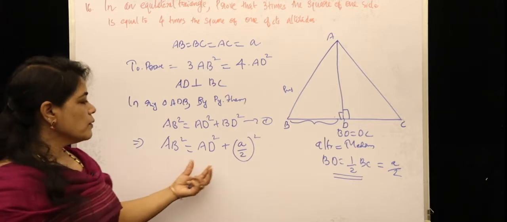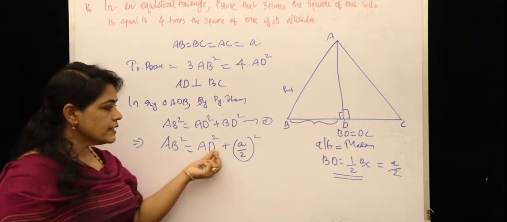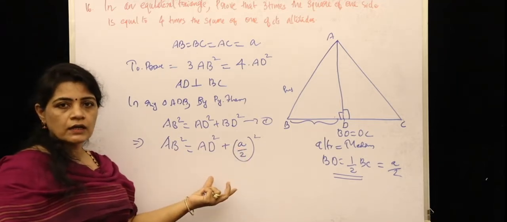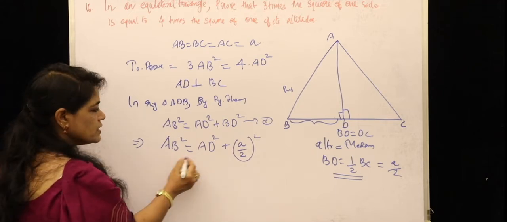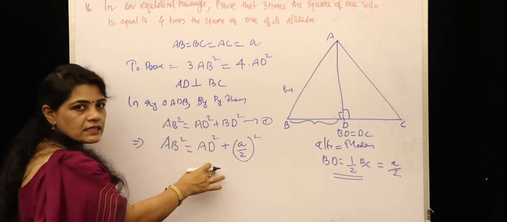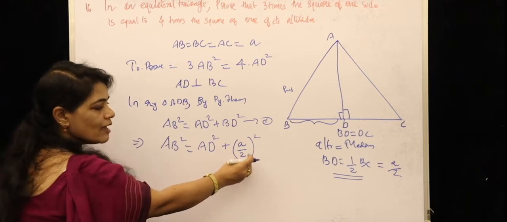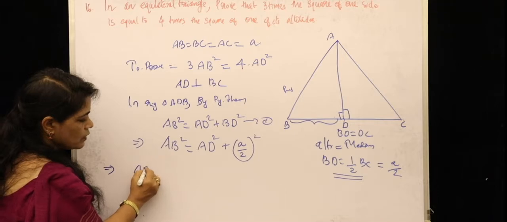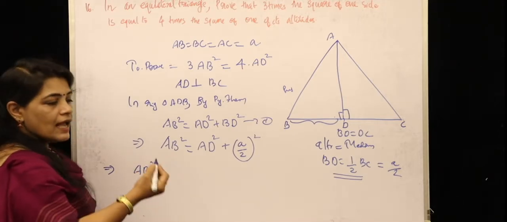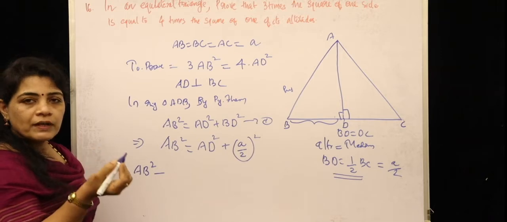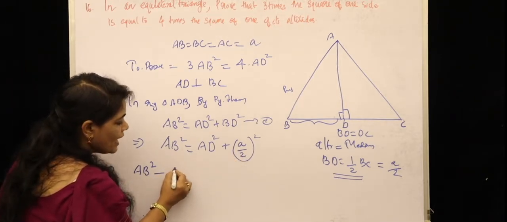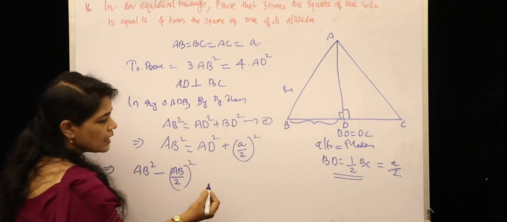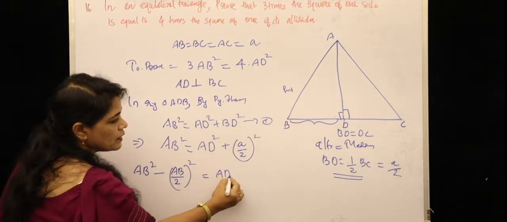Okay, so I am going to substitute here precisely this A in terms of AB, because all the three sides are equal. So I am going to make that change by keeping AD square in that RHS itself. I am taking this A by 2 whole square into LHS. That means AB square is there in LHS, so minus, A by 2, I am substituting here AB by 2 whole square, equal to AD square.